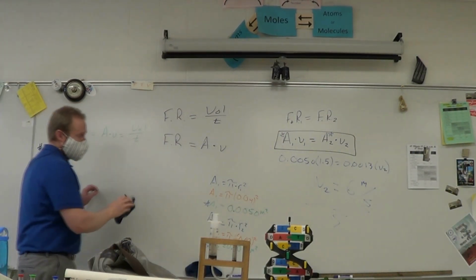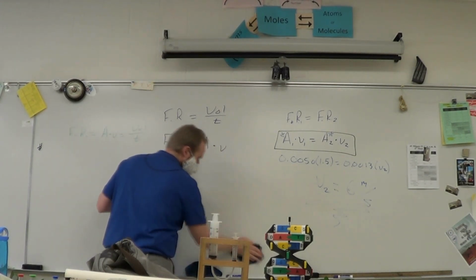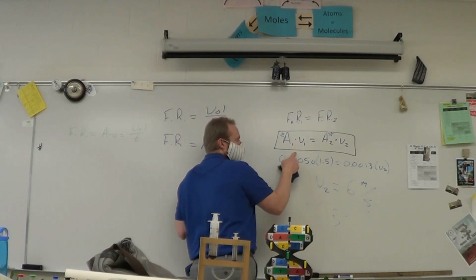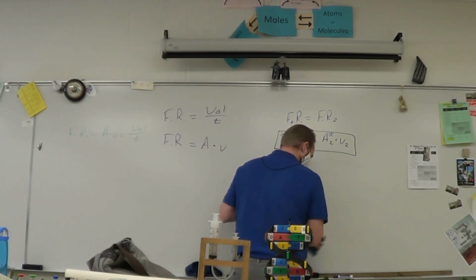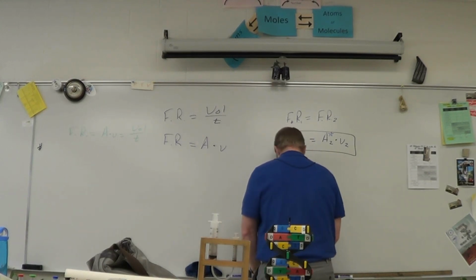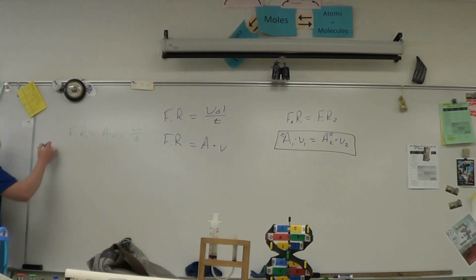So it's a 2-location problem. I would suggest drawing a picture and labeling it, and then use your 2-location problem equation. So give that one a try. We'll talk through it quickly, and I'll get you a worksheet to work on.